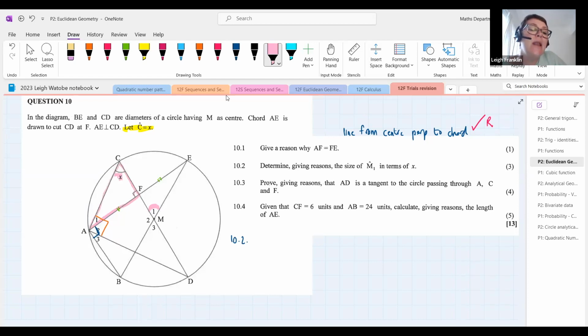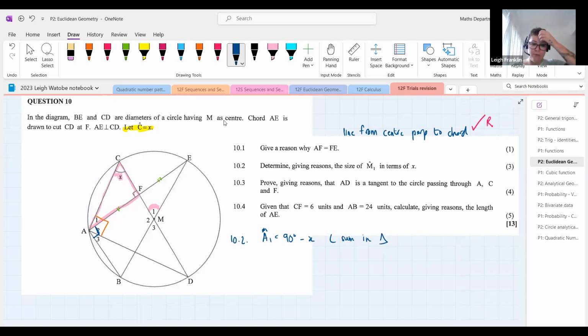So that's going to allow us to describe A1 in terms of X. So angles of a triangle add up to 180 degrees. So you're quite right, guys. A1 would be equal to 90 minus X. Our reason, angle sum in triangle.